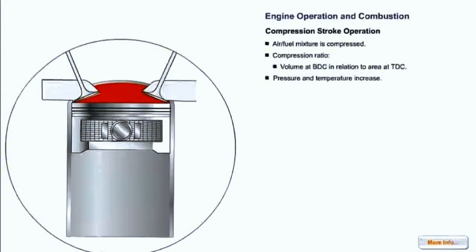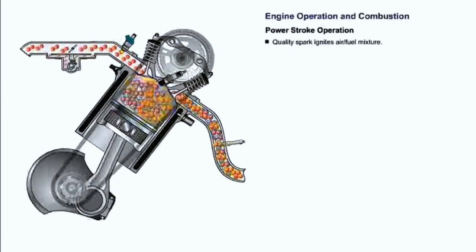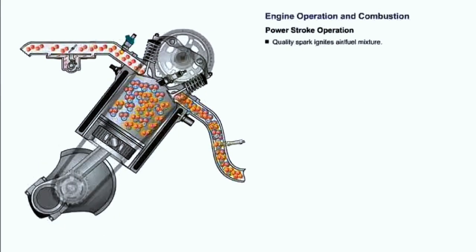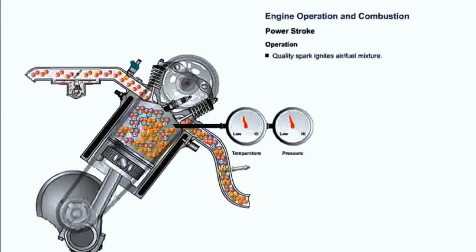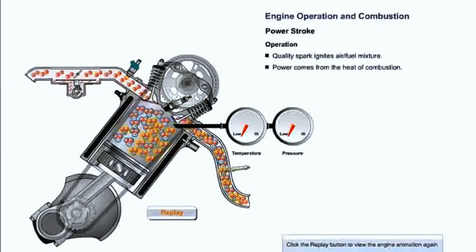Upon reaching top dead center, the spark plug produces a strong arc between the spark plug electrodes with enough strength to overcome the high pressure inside the combustion chamber and ignite the air-fuel mixture. This is the only stroke that produces energy or power in the four-stroke cycle. The air-fuel mixture burns quickly and creates pressure due to the generation of hot gases. This force on top of the piston powers it down, turning the crankshaft. So the power during this stroke comes from the heat of combustion.